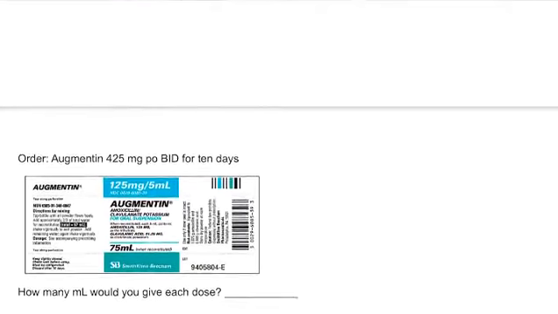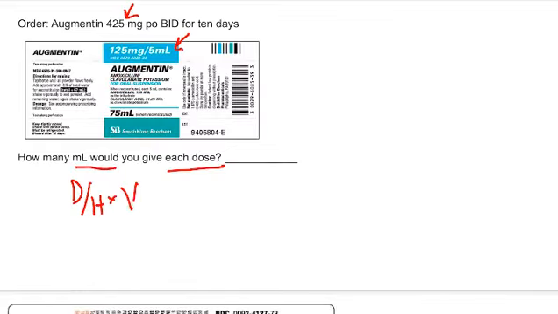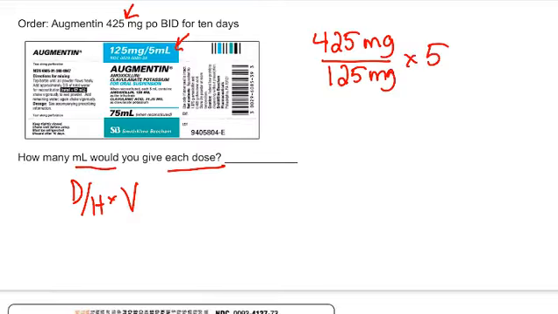Okay, got a couple more. Question is asking me how many mils would I give for each dose? Mils per dose. I'm going to need my doctor's order. I'm going to need my drug label concentration. This is going to be a D over H times V calculation. My doctor's order is 425 milligrams. What do I have? I have 125 milligrams times 5 milliliters. Go to my calculator. 425 divided by 125 times 5 equals 17 milliliters.